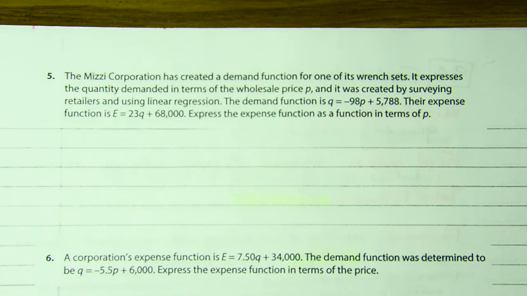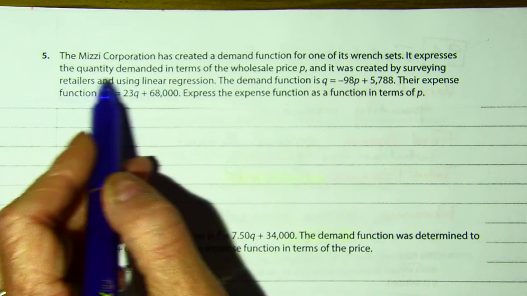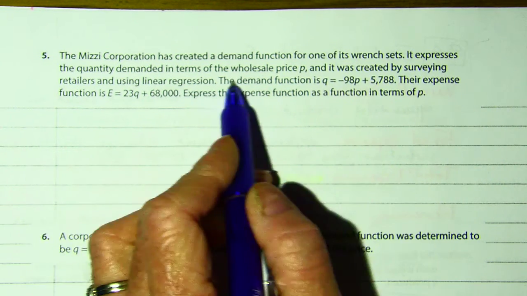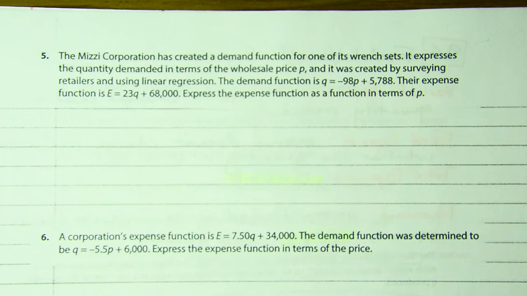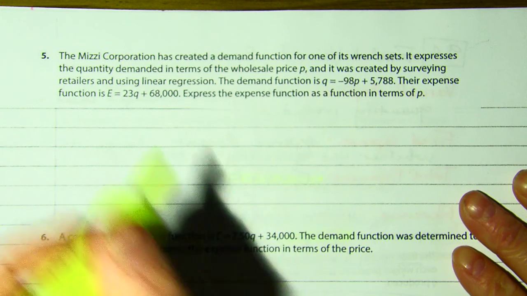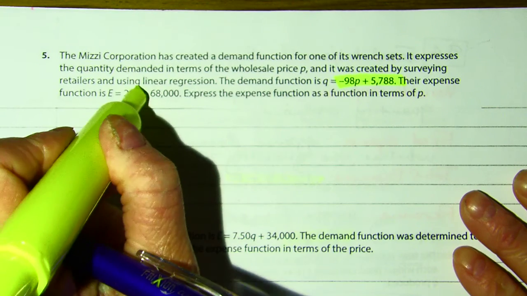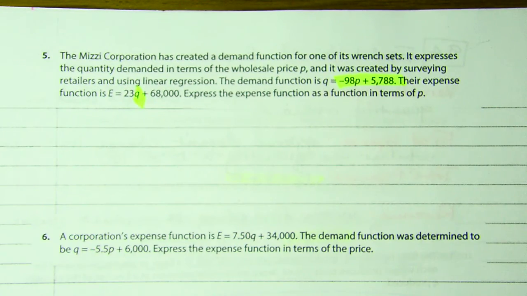So the Mizzy Corporation has created a demand function for one of its wrenches. It expresses the quantity in terms of P. The demand function is Q equals negative 98P plus 5788. Their expense function is the following. So they're wanting us to substitute this in for Q and express the expense function in terms of P.